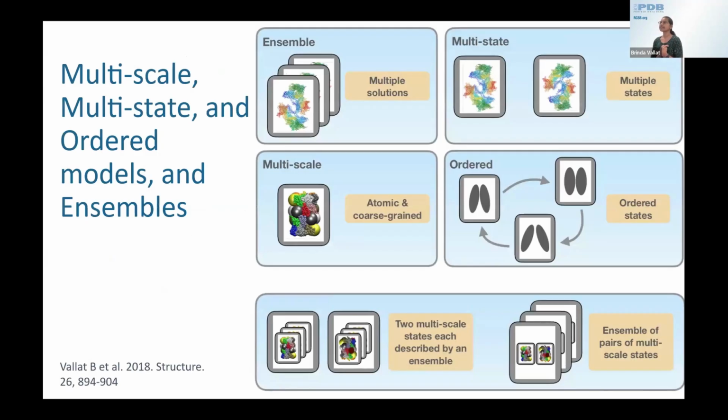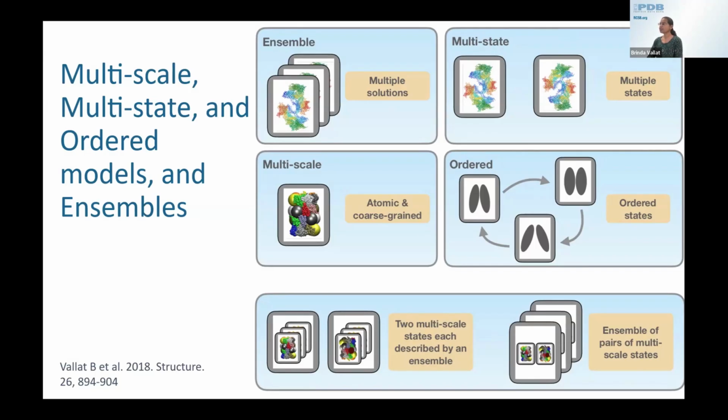Next slide. So this gives an overview of what I mean by multi-scale, multi-state, ordered ensembles. Multi-scale models are models that have atomic and coarse-grained, or coarse-grained at different levels of coarse graining. It could be per residue coarse graining or something broader than that. It could be at the chain level, it could be intra-chain, interchain. So you're coarse graining at different levels. That leads to a multi-scale representation.